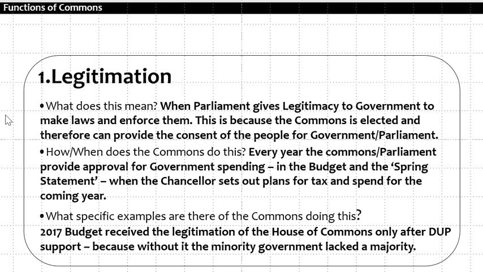So, legitimation. Very simply put, because of our Westminster model, where Parliament is at the centre of everything, the legitimacy given to politicians in acting, in taking decisions, in using their power, really originates from Parliament.